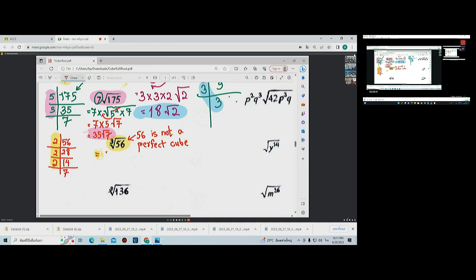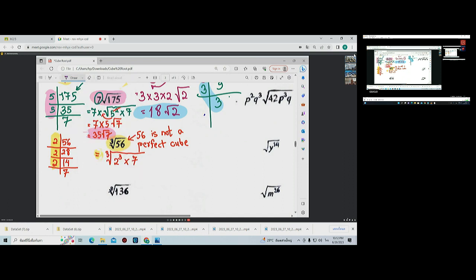So cube root of 56 can be written as 2 power 3, that means 2 cube. Why do we make cube? Because we are finding cube root. Now we don't write a square anymore. We write a square for the square root. We write cube for the cube root. Understand? Times what you have here, 7.